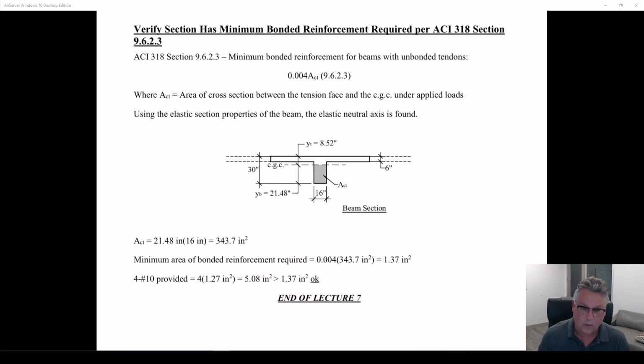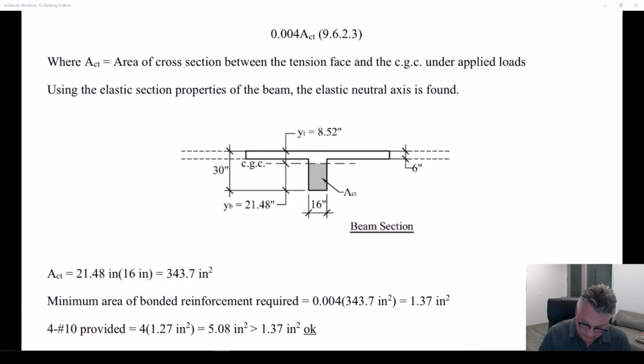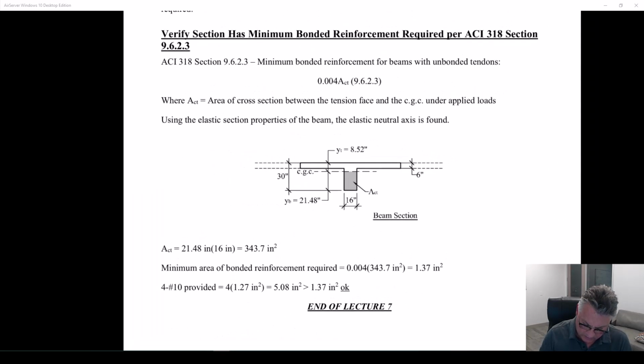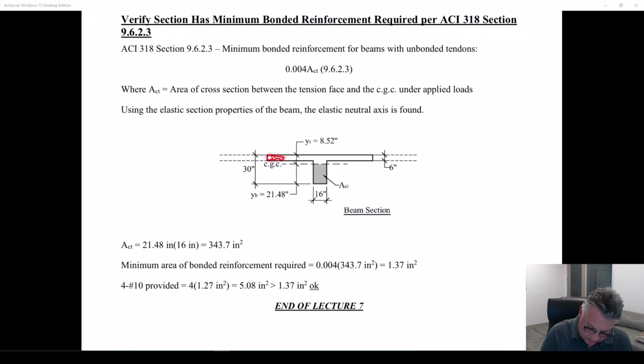Okay. Now, be careful. I will test you on, and in your homework assignments, I will ask you about this ACT. If you have negative bending where you go over the support, this is the area of concrete in tension. So to understand what the minimum steel at the top of the beam is going to have to be, that's ACT. So you'll calculate that area of concrete, multiply that by 0.004, and get a minimum area of steel for the top of the beam.